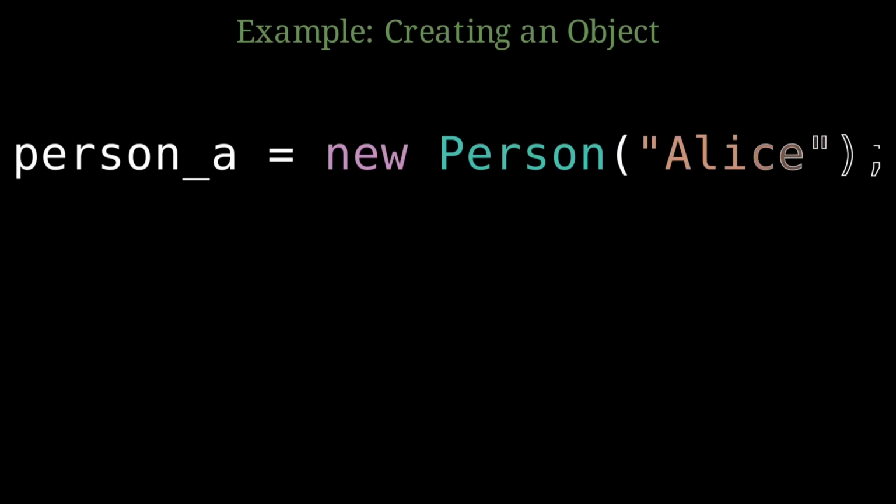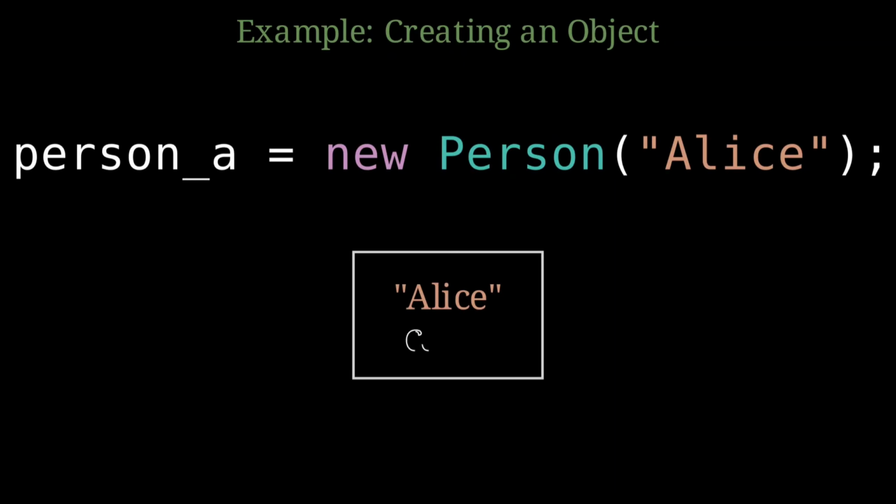We create a new person object for Alice. The object is allocated on the heap. Look at the counter. It starts at 1. We have 1 reference to this object, the variable person_a. Everything is tracked automatically by the runtime.